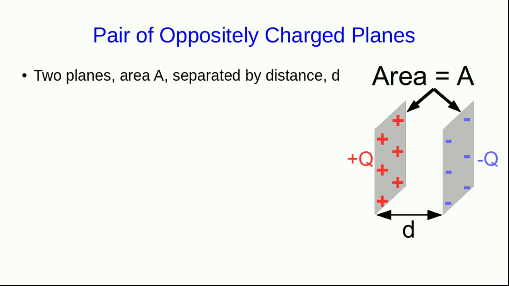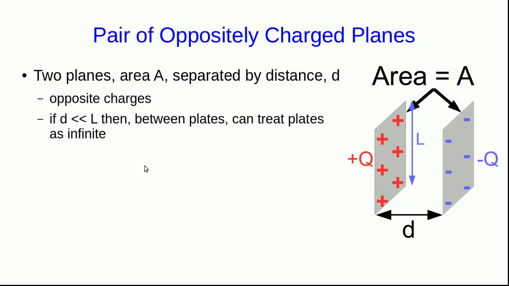Let's think of two planes. They're not infinite. They have some area A, same area of each, and they're separated by some distance d. And they have opposite charges, opposite signs, but the same magnitude of charge. And let's think about a case where the smallest dimension of either of these plates is some distance L, and we're letting d be much less than L.